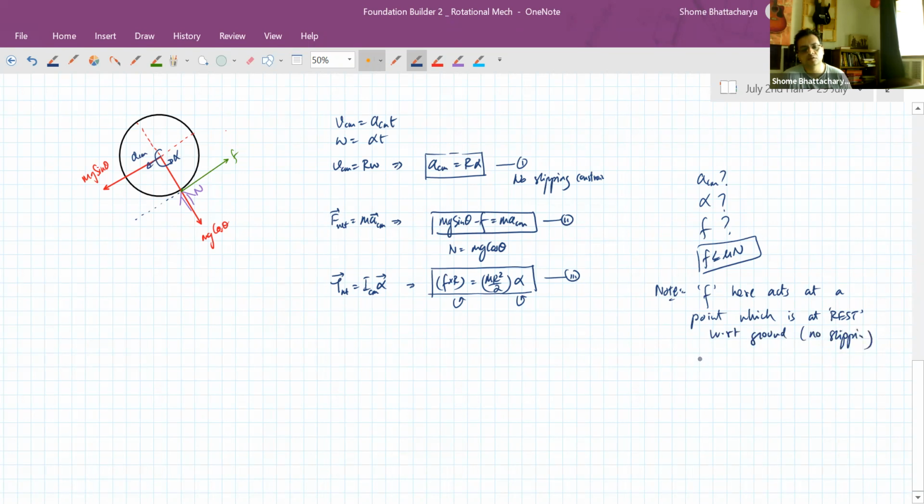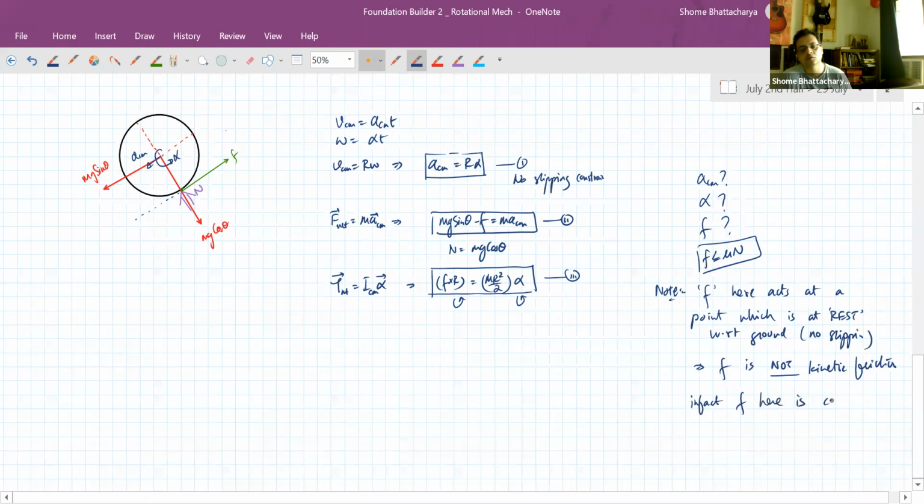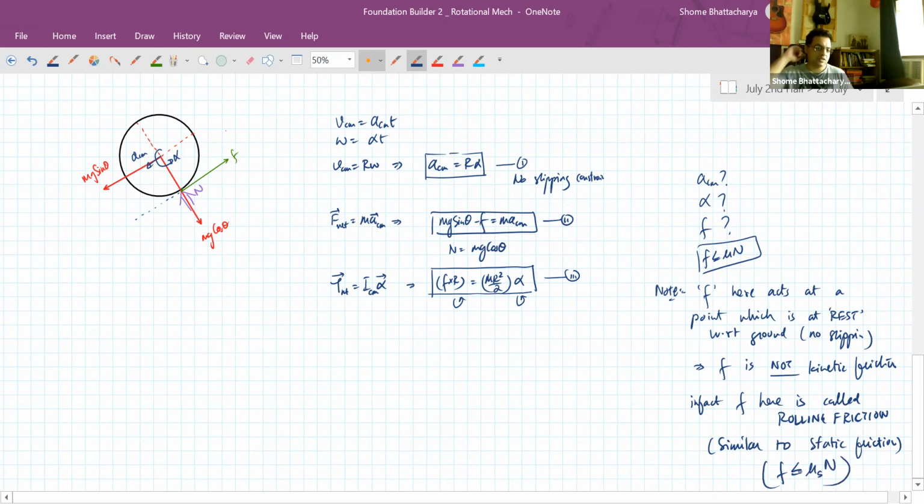So friction is not kinetic friction. In fact, it is a special type of friction called rolling friction. And rolling friction is similar to static friction, such that its magnitude is less than or equal to the coefficient of static friction into normal reaction. This is just an additional point about this.